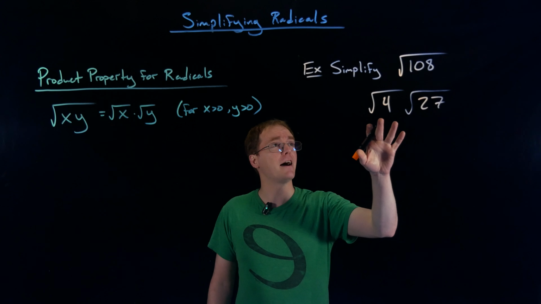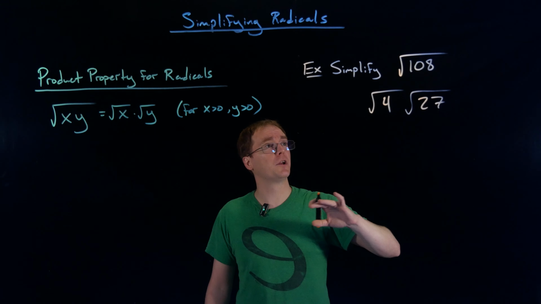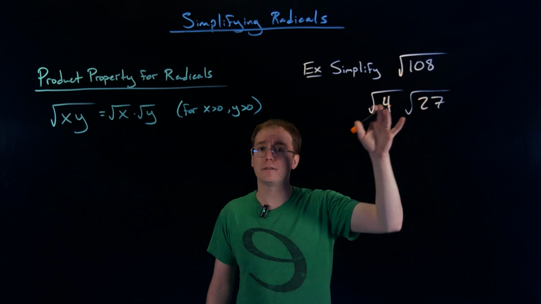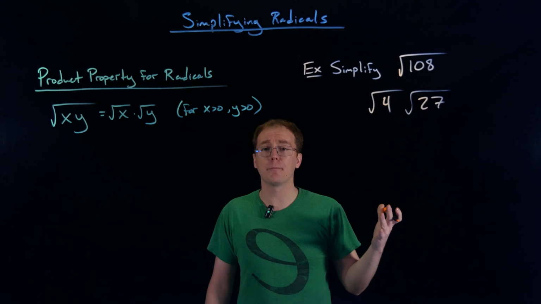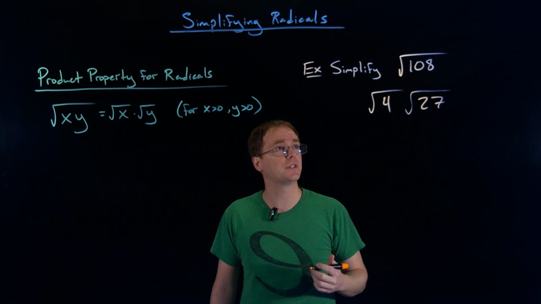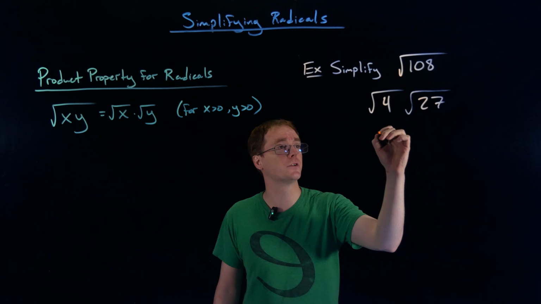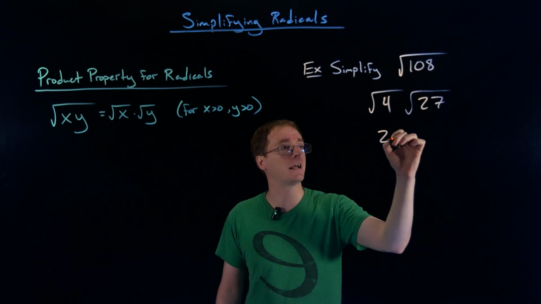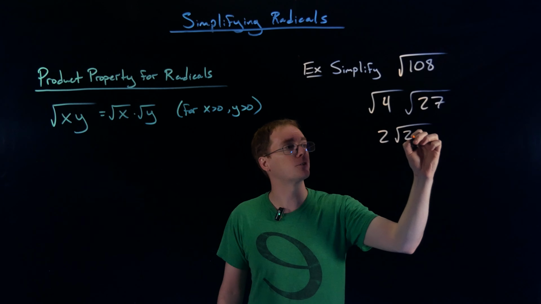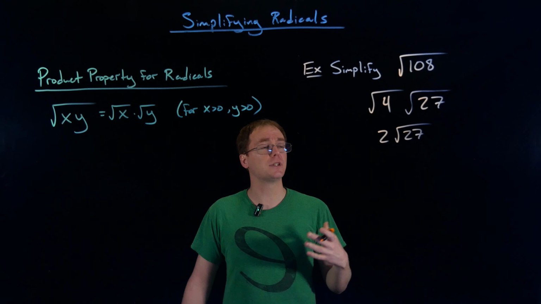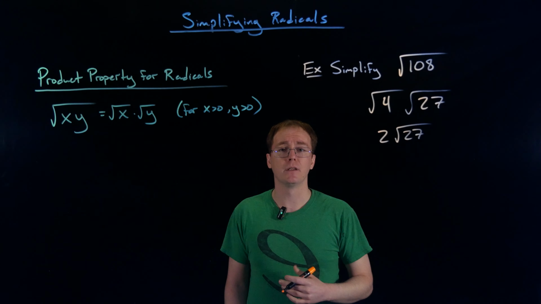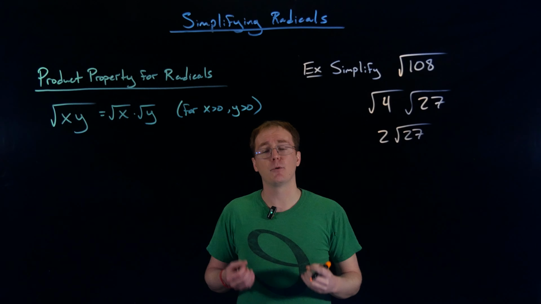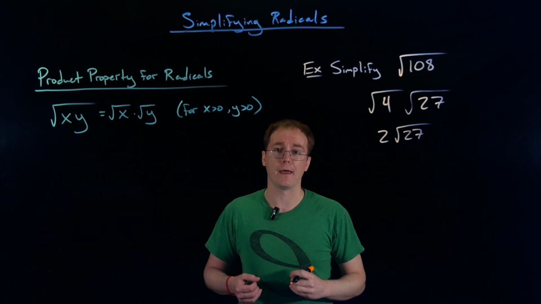And so now we have broken down the square root of 108 as a perfect square, the square root of 4, times a non-perfect square, the square root of 27. We can evaluate the square root of 4 and turn that into a factor of 2. And now our expression is looking like 2 times the square root of 27. So we have simplified this, but we have not simplified it all the way.